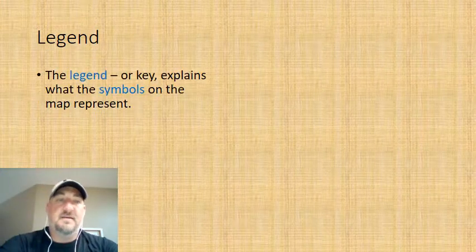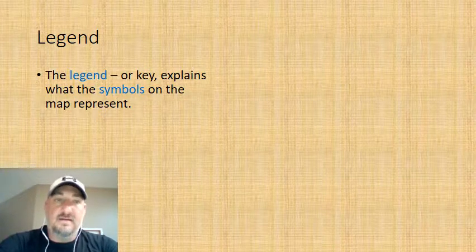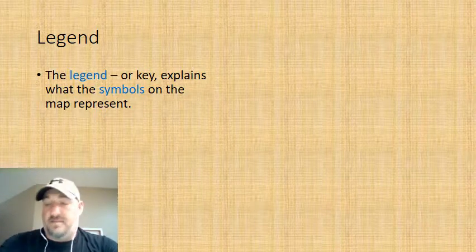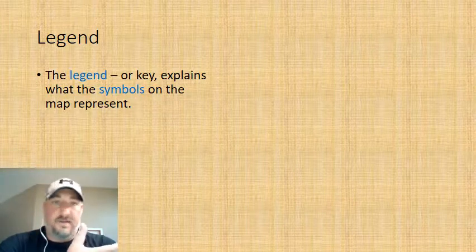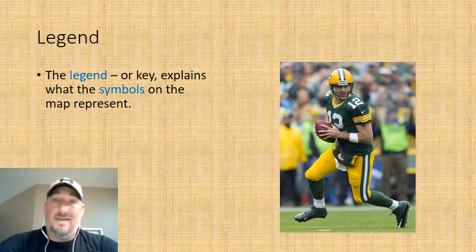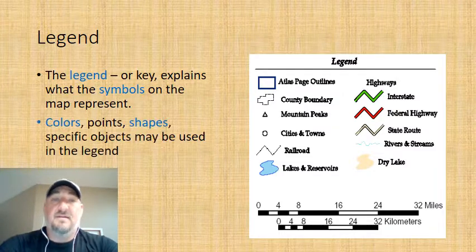Legend. The legend or key explains what the symbols on the map represent. So we don't want to confuse that with one of the greatest players in the NFL of all time. He is also a legend, but not what we're talking about with maps.